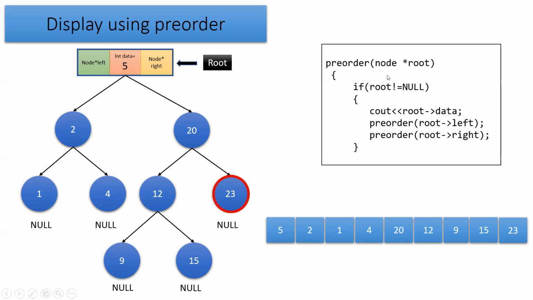So in this way, this recursive code will work here. And the same pre-order output we can get with the help of the non-recursive code also. Already I have created that video. You can watch that video for the non-recursive traversal.